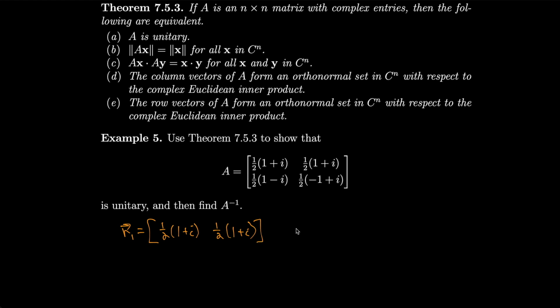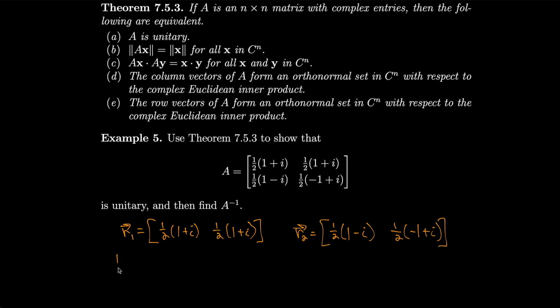And the second row vector will be R2. That'll be half of 1 minus i. Oops, I wrote plus, need minus. And the other one is half of minus 1 plus i.